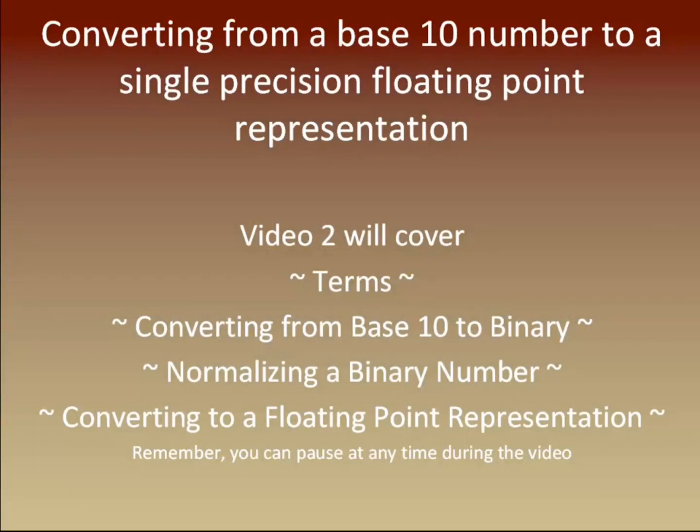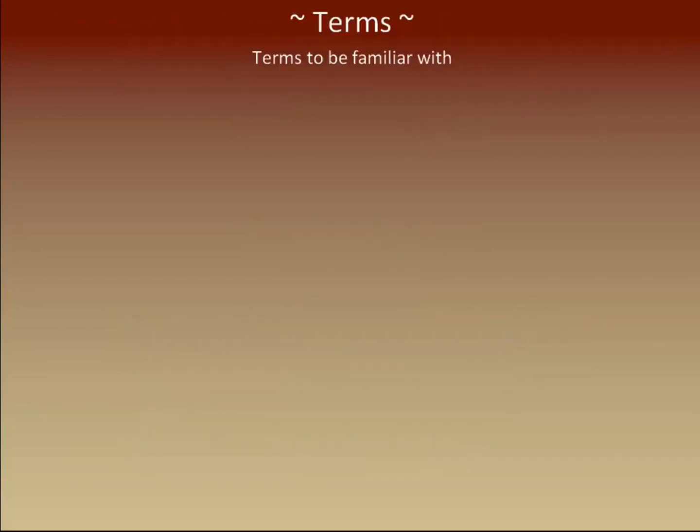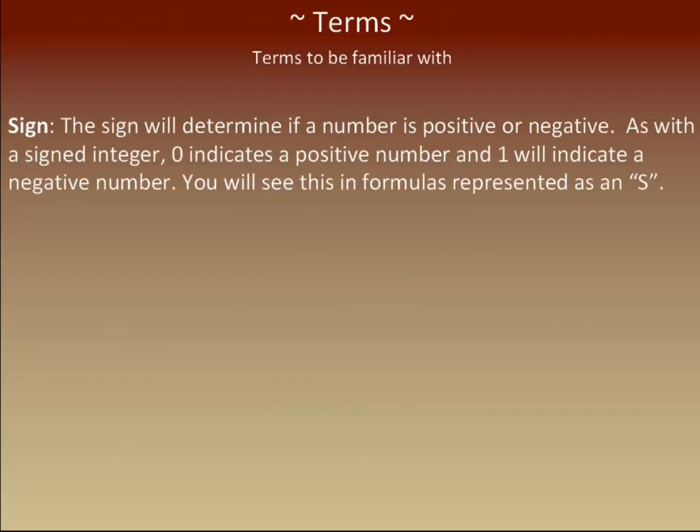In this video, we are going to convert base 10 numbers into a single precision floating point representation. Here are a few terms that we need to understand before we dive in. The first term is sign. The sign will determine if a number is positive or negative. As with a signed integer, 0 indicates a positive number and 1 will indicate a negative number. You will see this in formulas represented as an S.